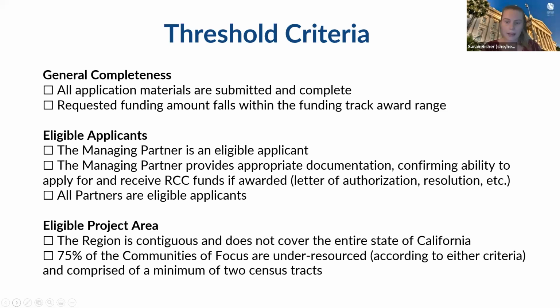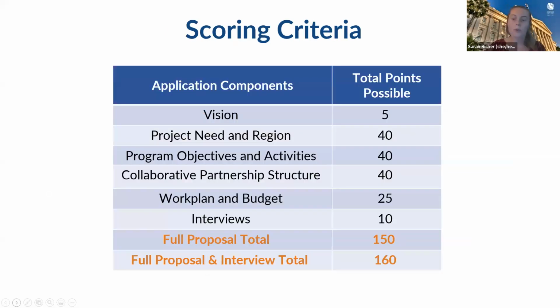On the next slide, we will show the point breakdown for the full proposal components. So here I just want to flag these 3: project need and area, or project need and region, program objectives and activities, collaborative partnership structure. All of these components are important, but these 3 have the highest point value.